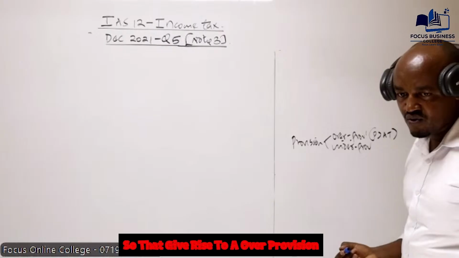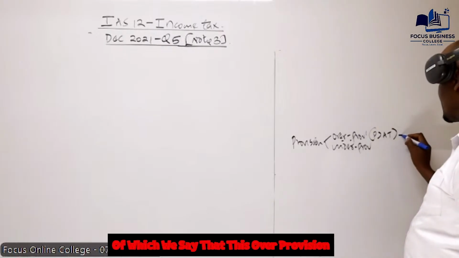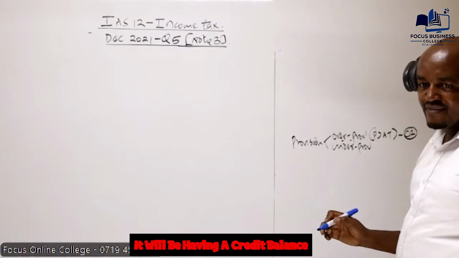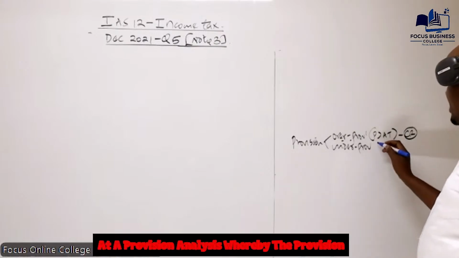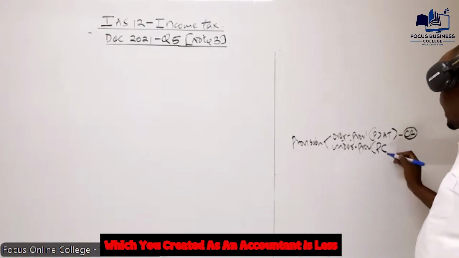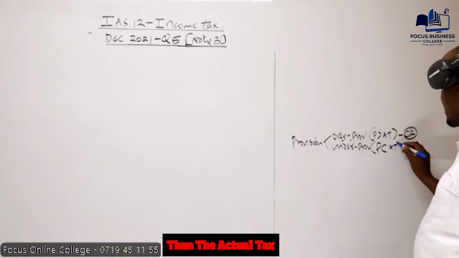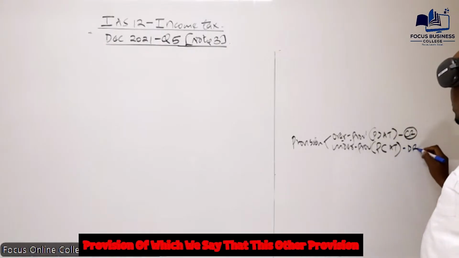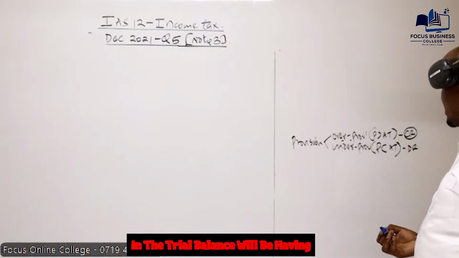So that gives rise to over provision, of which we say that this over provision in the trial balance will be having a credit balance. On the other hand, we said at a provision analysis whereby the provision which you created as an accountant is less than the actual tax. So this gives rise to under provision, of which we say that this under provision in the trial balance will be having a debit balance.